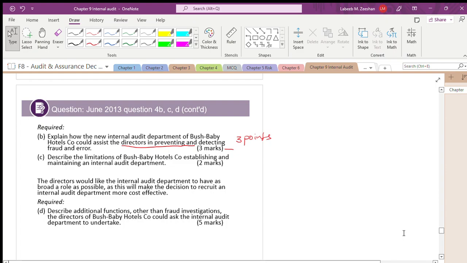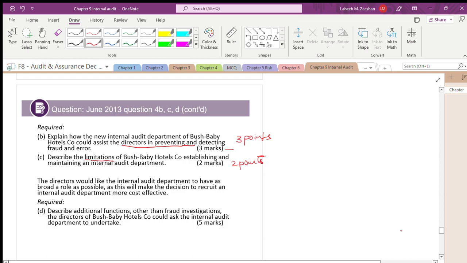If it is for 3 months. Describe the limitations of Baby Bush Hotels establishing and maintaining an internal audit department. We are talking in terms of limitations. What are the limitations? Two limitations, 2 points. Now we can understand. They will give a lot of points when we are doing this.